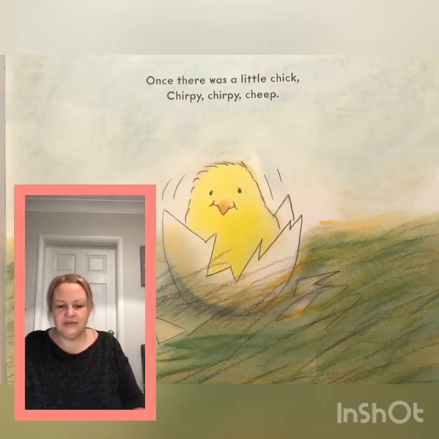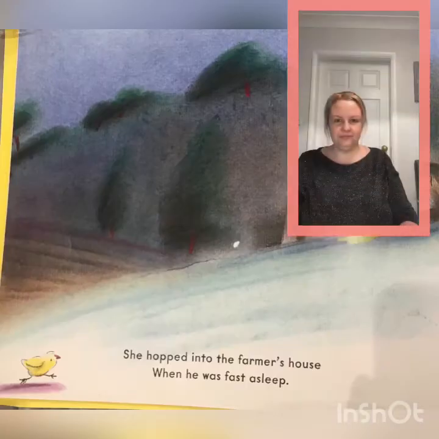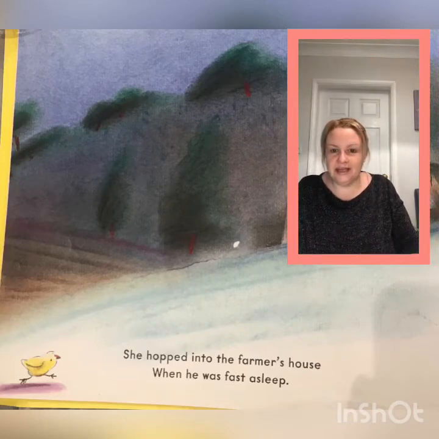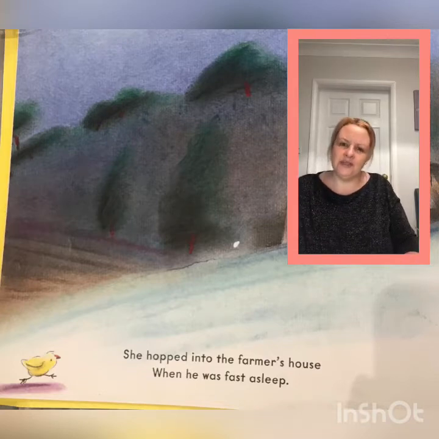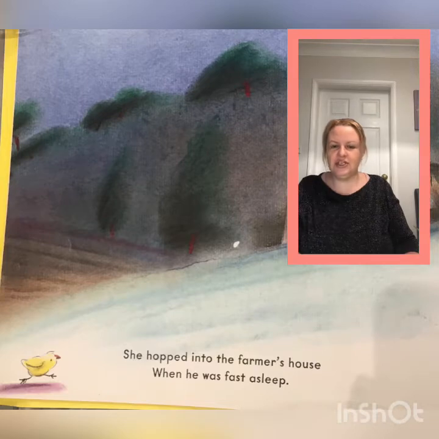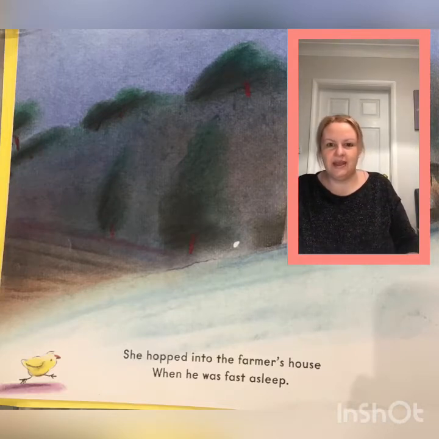Once there was a little chick, chirpy chirpy cheep. She hopped into the farmer's house when he was fast asleep. Now I noticed something when I was reading that. Did you notice anything about the words cheap and asleep? They sound the same at the end, they rhyme.